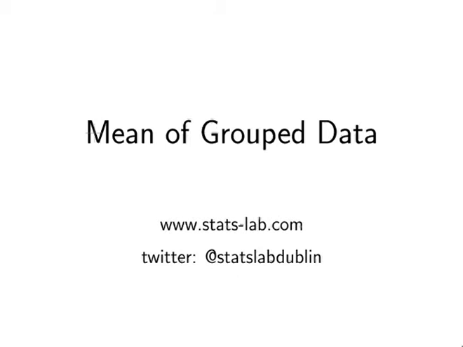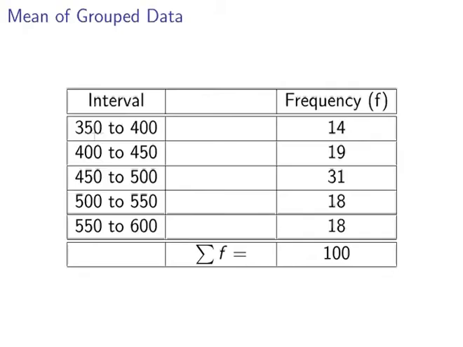In this presentation, we're going to look at how to compute the mean for grouped data. So what we're going to do is look at an example. Here we have 5 class intervals: 350 to 400, 400 to 450, 450 to 500, and so on. For each of these intervals we have a frequency. The frequency for the first interval is 14, then 19, 31, and so on.